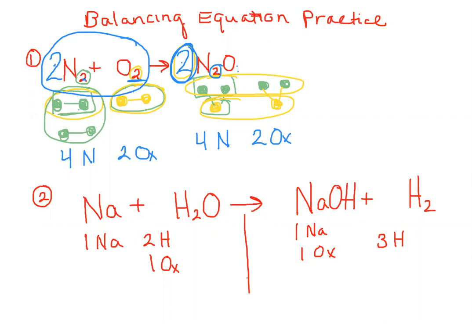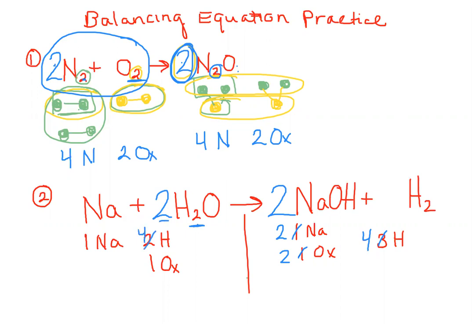I would start by putting, let's see, let's start by putting a 2 in front of this. That now gives us 2 sodium and 2 oxygen. And now we have 1, 2, 3, 4 hydrogen. Okay, over here on this side, we only have 2 hydrogen. So I'm going to have to put a 2 in front of this. And now 2 times 2 gives us 4 hydrogen.